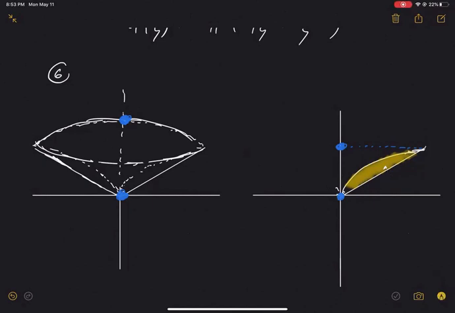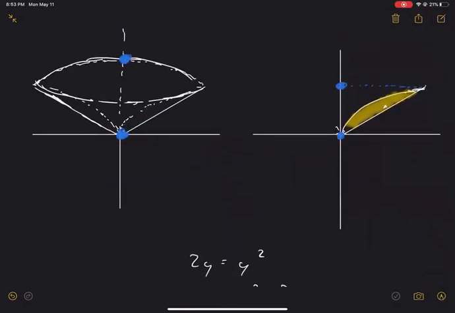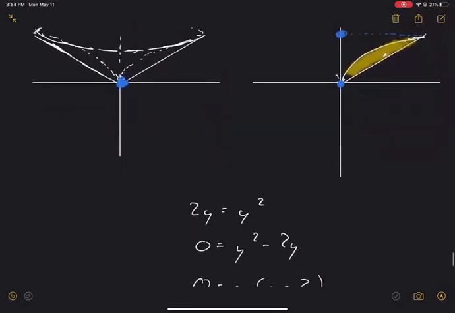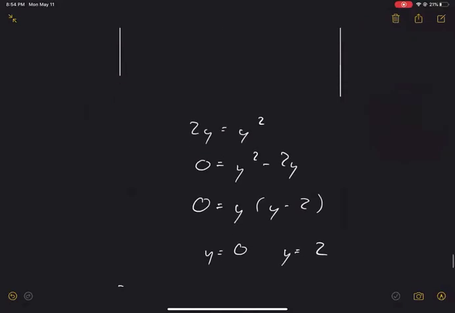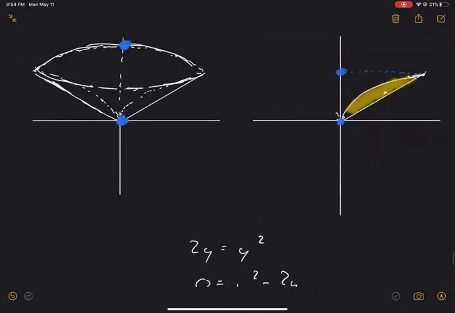How do I find these points? I set my two curves equal to each other: I set 2y equal to y squared and solve for y. Again, I want to move everything to one side of the equal sign and solve. I wouldn't want to just divide by y, because that wouldn't give me the full picture. So I move everything to one side and factor or use the quadratic formula. I get 0 equals y squared minus 2y, which factors to y times (y minus 2). So my solutions are y equals 0 and y equals positive 2. These are the points where our curves intersect.